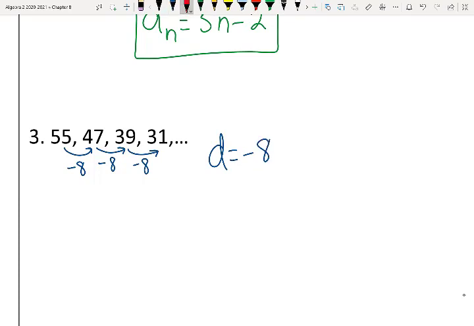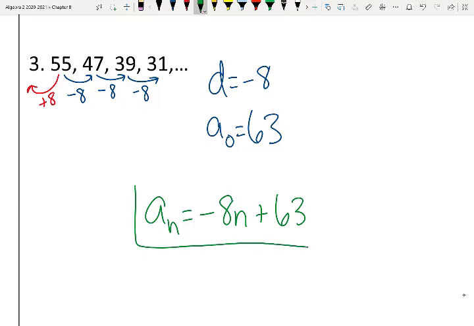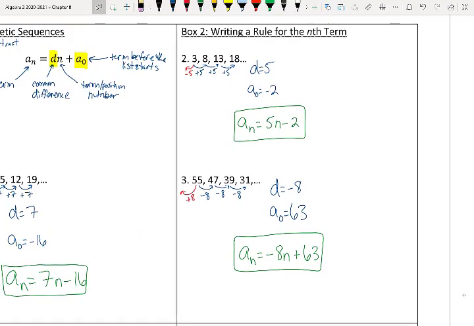Which means when we go backwards, this number that comes before 55 has to be 8 bigger than 55 instead of smaller than, because now each step of the way we're subtracting 8. So in this case, my a sub 0 would have to be 63, because 63 minus 8 gives me 55. So that means my equation would be a sub n equals negative 8n plus 63. And that's writing my rule from my sequence.